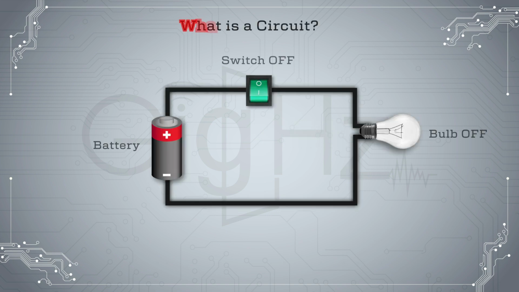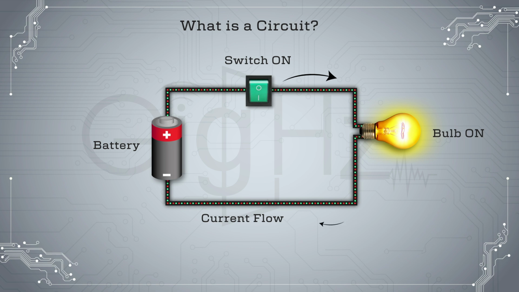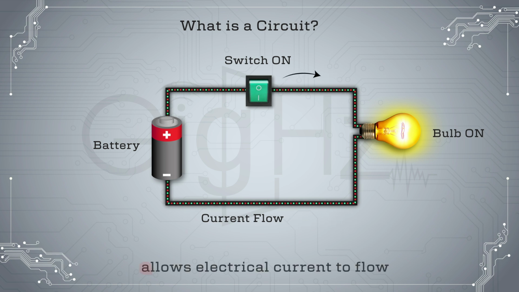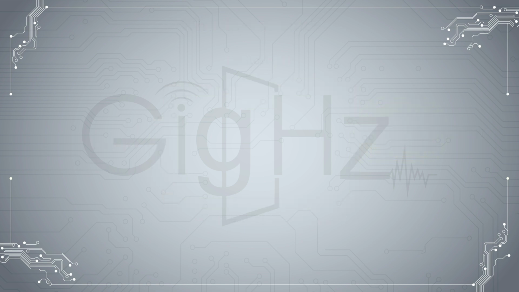A circuit is the backbone of every electrical device. But what exactly is it? Simply put, a circuit is a complete path that allows electrical current to flow, enabling your devices to work. Now, let's take a closer look at what makes up a circuit.